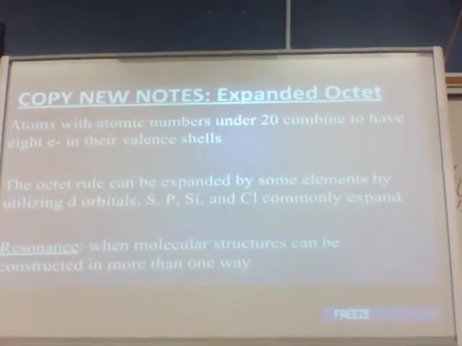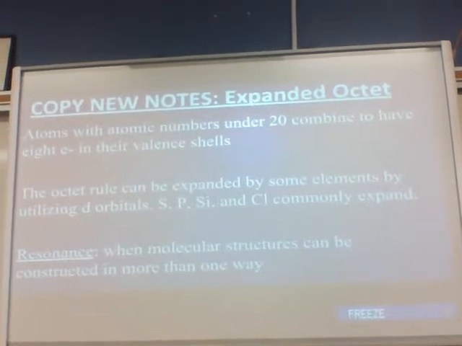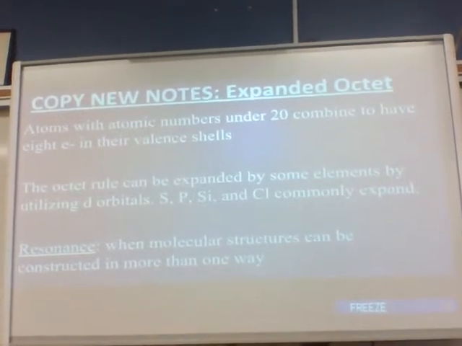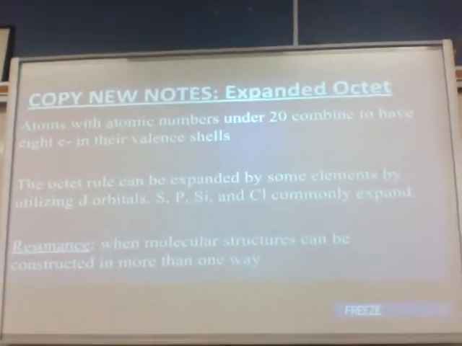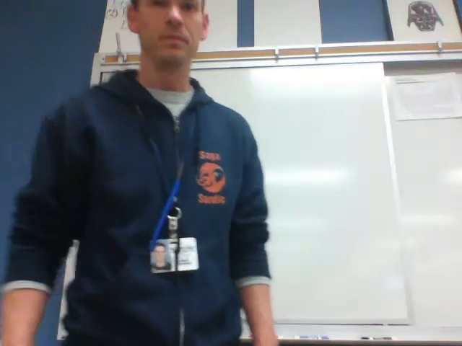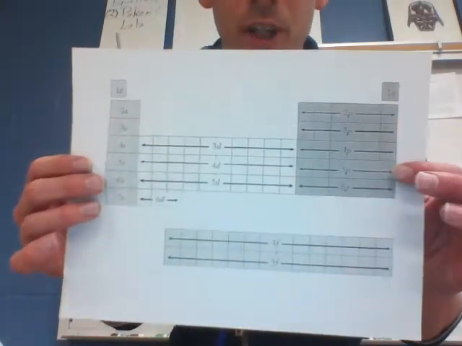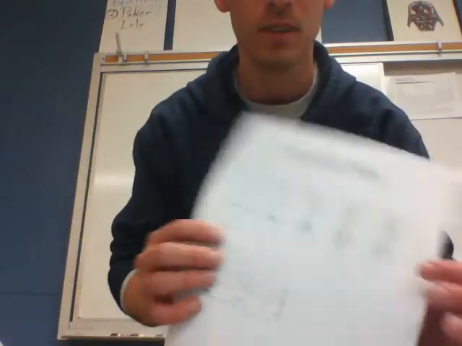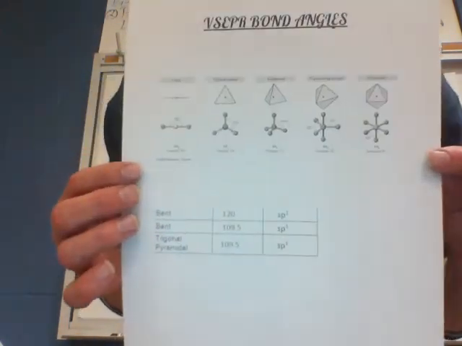You'll want to start off by pausing and copying this board. There's also a sheet that was handed out. It's got the old electron configuration on one side, and it looks like this on the other side.